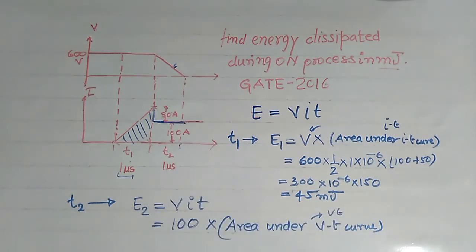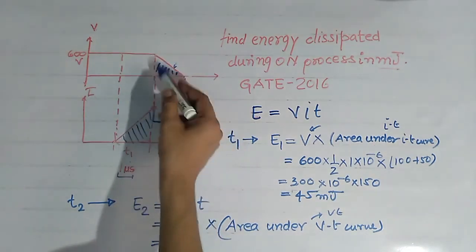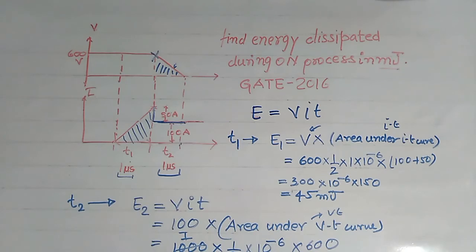So what is area under VT curve? That is equal to this area. That is equal to half base into altitude. Here we get, sorry, this is 100. Here we get 50. So here we get 30 millijoule.